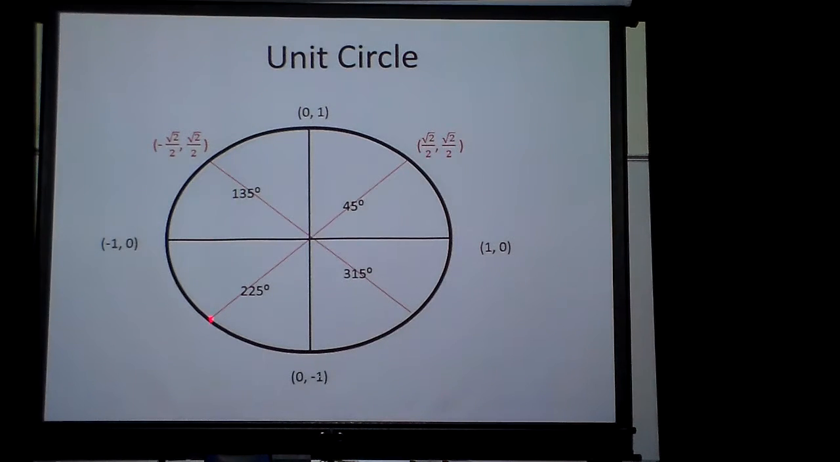What do you think is going to happen right here? They're both going to be negative. And then what do you think happens here? The x should be positive and the y will be negative. So in the unit circle right there, we just showed what all the 45-degree angles will be on the unit circle.